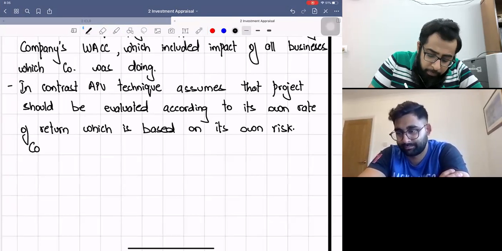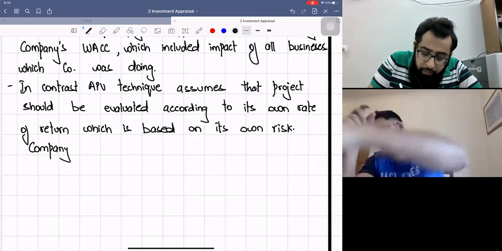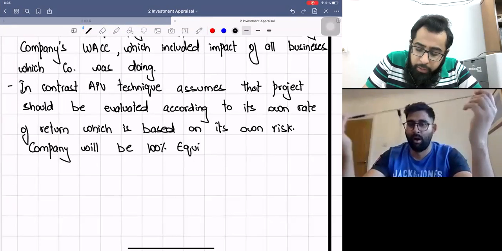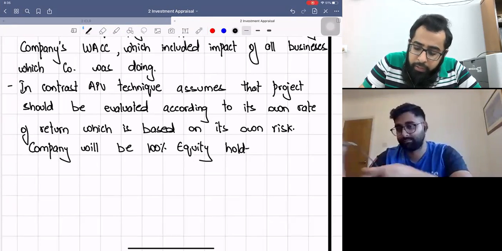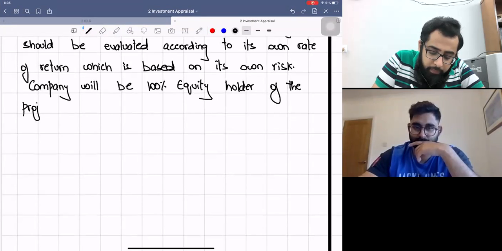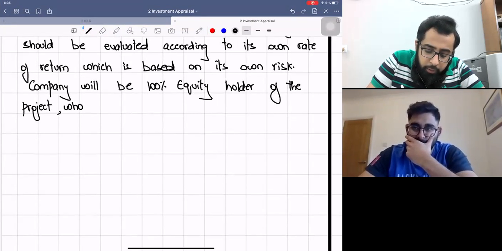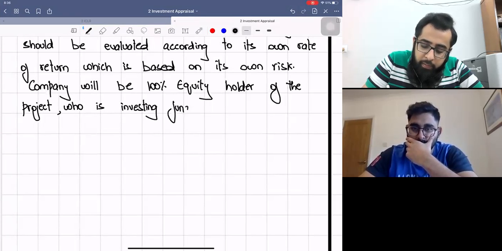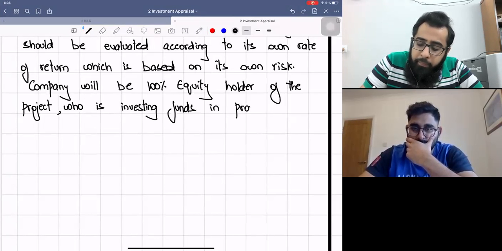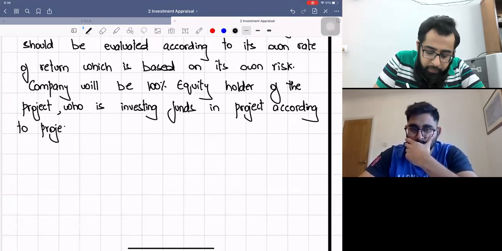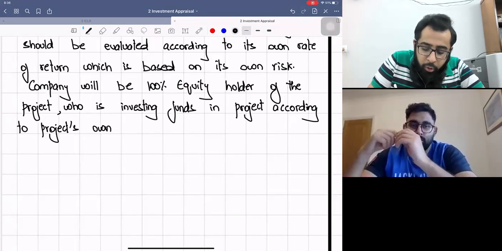The company will be a 100% equity holder of the project, who is investing funds in the project according to the project's own rate of return.